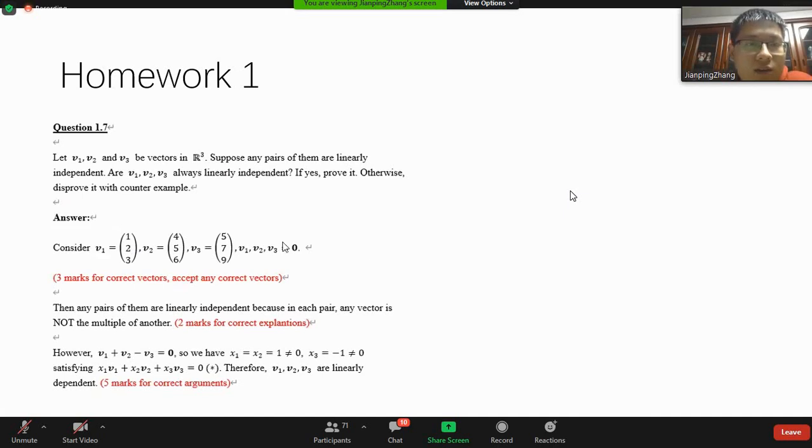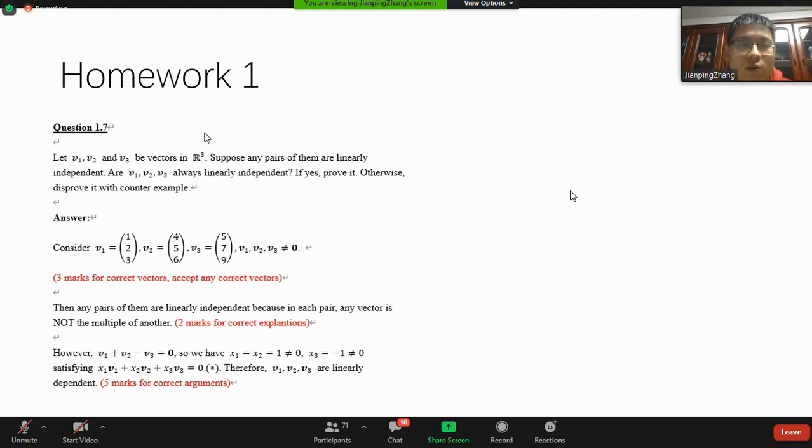So the next question is the proof question, as the student mentioned. So I will explain it to you. Suppose that we have three vectors in three-dimensional space. Suppose any pair of them is linearly independent. So are V1, V2, and V3 always linearly independent? If yes, prove it. Otherwise, show a counterexample.